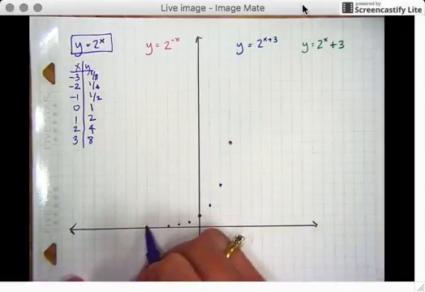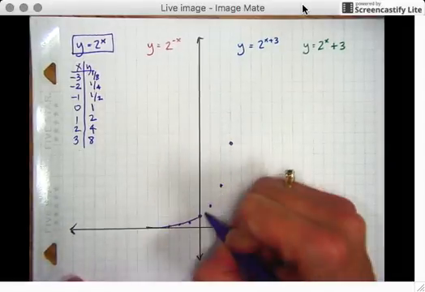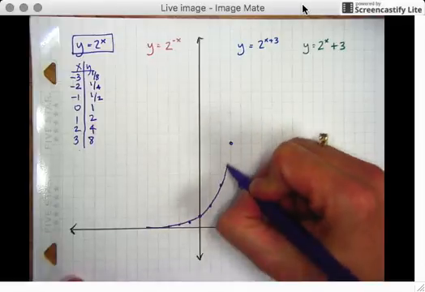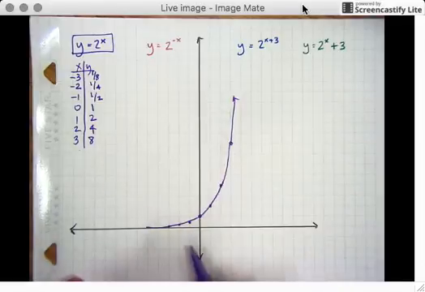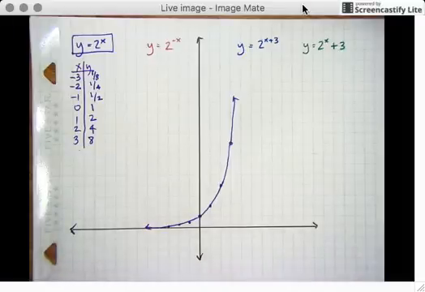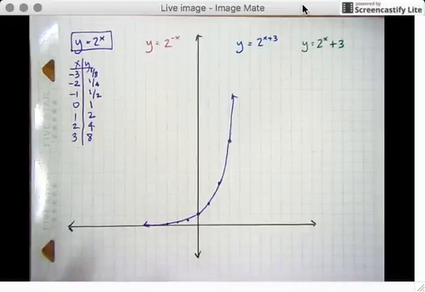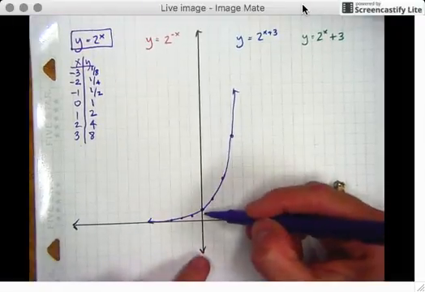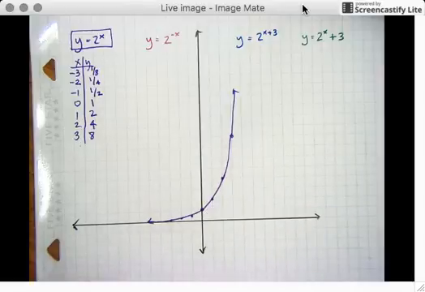Okay, so you've seen exponential functions before. They are asymptotic, meaning it comes very, very close to the x-axis, but it never crosses it. And they have a y-intercept of 1. In fact, the majority of these are going to look very similar.